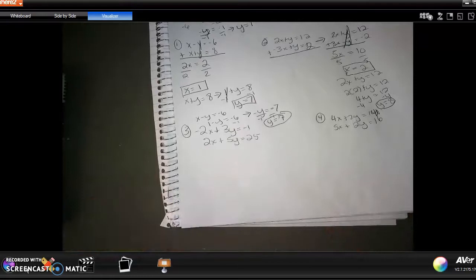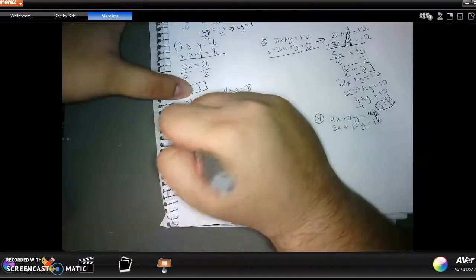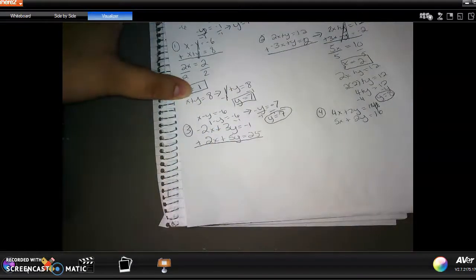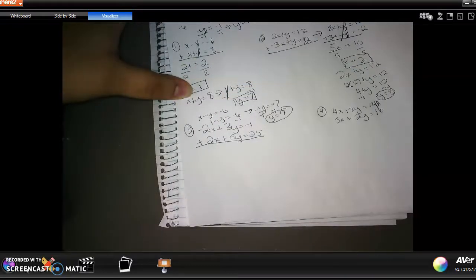We've got 2x plus 3y equals negative 1, and 2x plus 5y equals 25. So this time, we have something different going on here. Instead of crossing out our y's, we'll be crossing out our x's, right? Because 2 minus 2, that's negative 2x plus positive 2x. Well, that's like saying 2 minus 2.